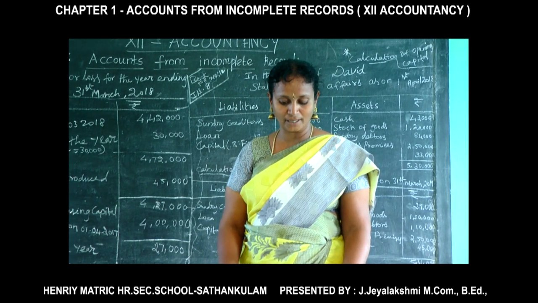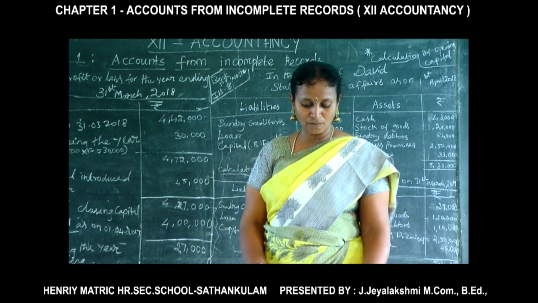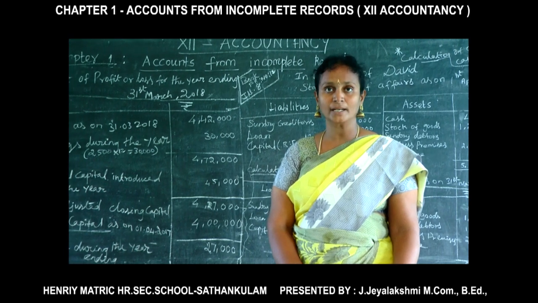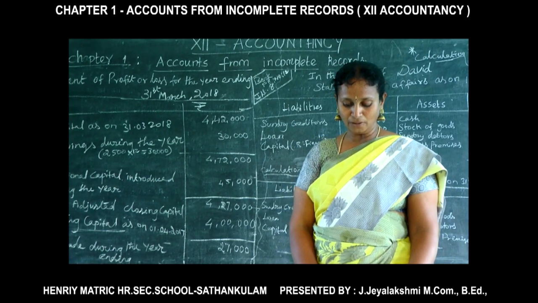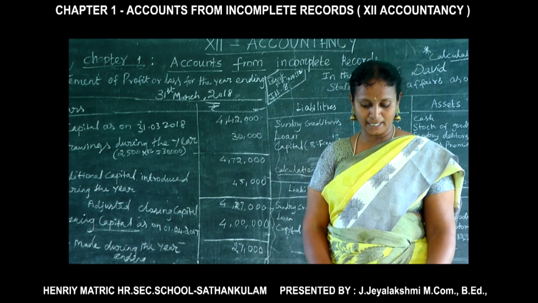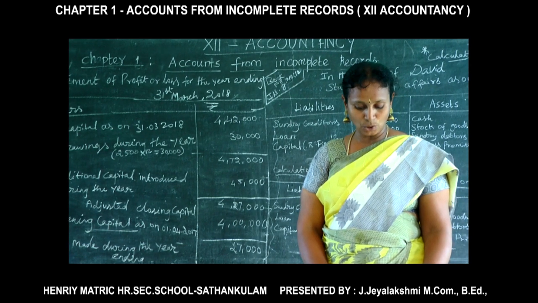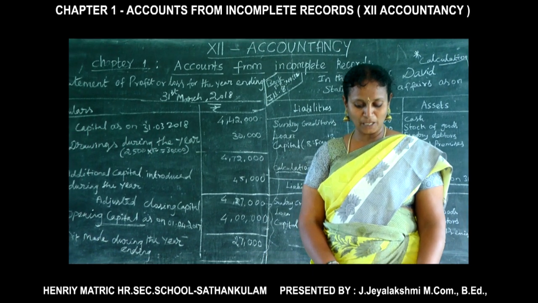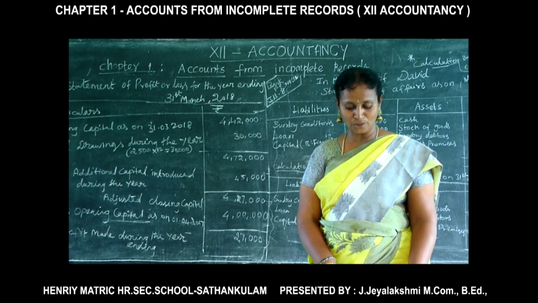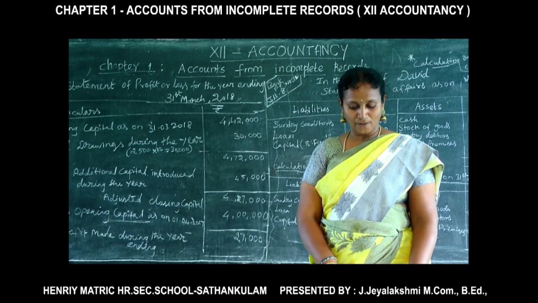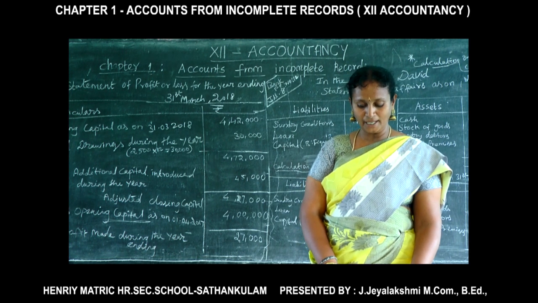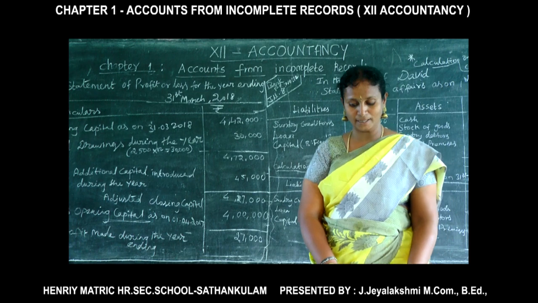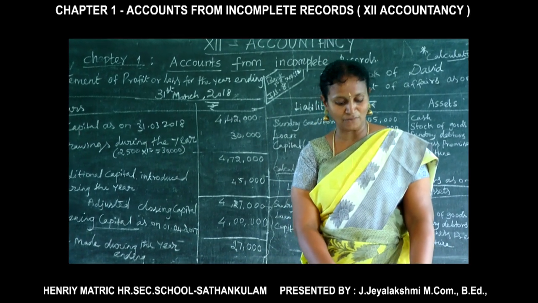Cash is 43,000 at the beginning, 1st April 2018, and 29,000 at 31st March 2019. Stock of goods 1,20,000 and 1,30,000, sundry debtors 84,000 and 1,20,000, sundry creditors 1,05,000 and 1,02,000, loan 25,000 and 20,000, business premises 2,50,000 and 2,50,000. Furniture is 10,000 in April and 40,000 at 31st March 2019.